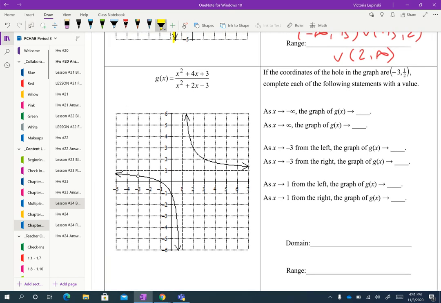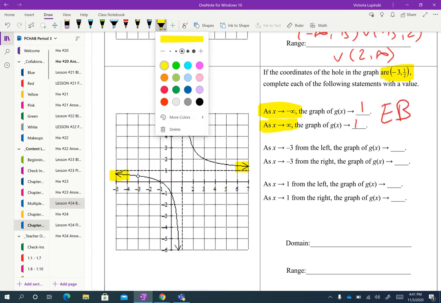Again, in this case, they're telling you that the coordinates of the hole is -3, 1/2. We're going to start by saying what's happening as x goes to negative infinity and what's happening as x goes to positive infinity. So as x goes to negative infinity, it appears as though it is following that horizontal asymptote in both directions, which is 1 and 1. And again, that's exactly why we call it end behavior, because it tells you exactly what's happening at the ends.